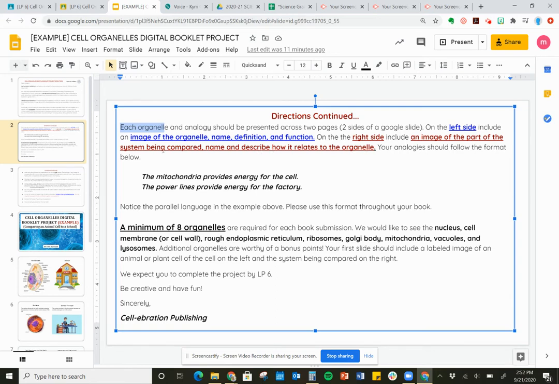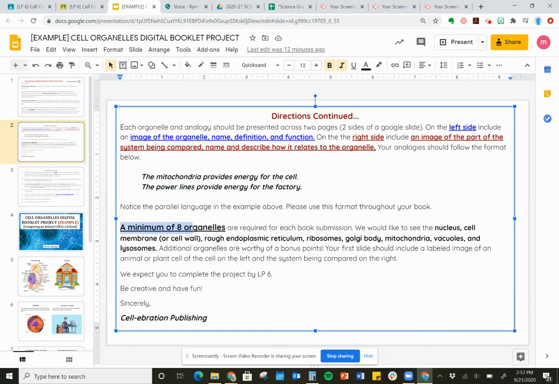Your analogies should follow this simple format here. The mitochondria provides energy for the cell. So that's the part of the cell here, the mitochondria, all right? And the mitochondria provides energy for the cell in the same way that the power lines provide energy for the factory. You see the connection there? Mitochondria is then being connected to power lines, right? Because mitochondria is the powerhouse of the cell, provides energy in the same way that power lines provide energy for a factory. All right. So notice the parallel language in the example above. Please use this format throughout your book.